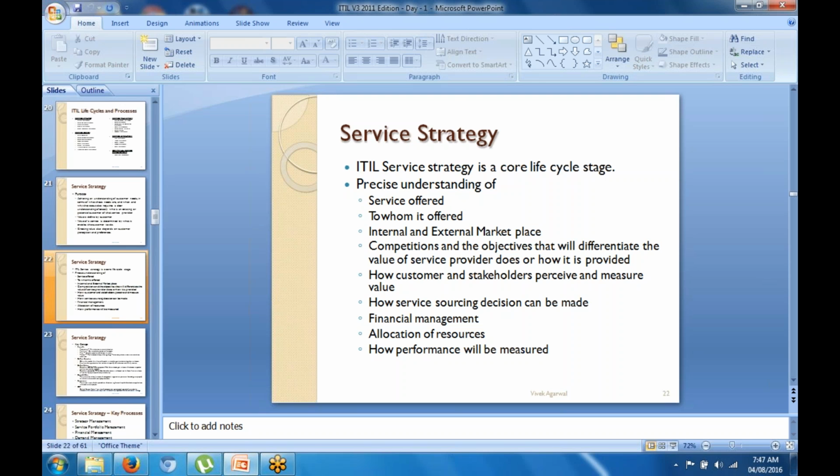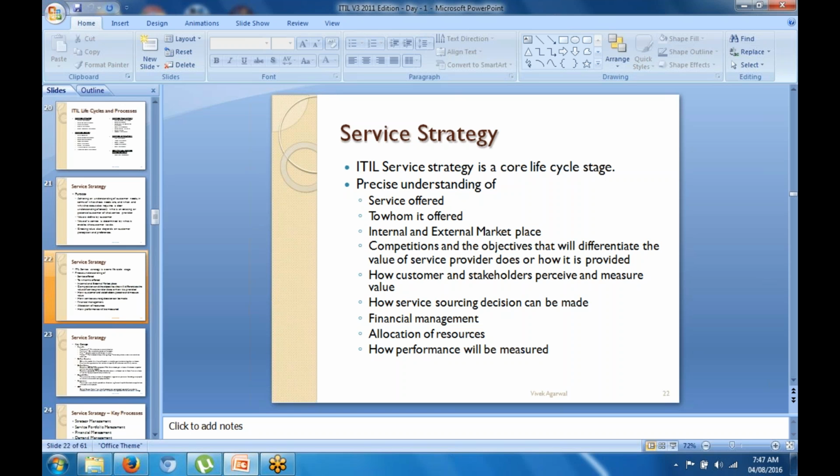Say in a restaurant, in the strategy we define: our restaurant will be in which area? If it is a high-reach area, say in a city heart, or we have a good corner on the main road, or we have a middle class area, or we have some corporate area, fine. So according to our location, we define our strategy.